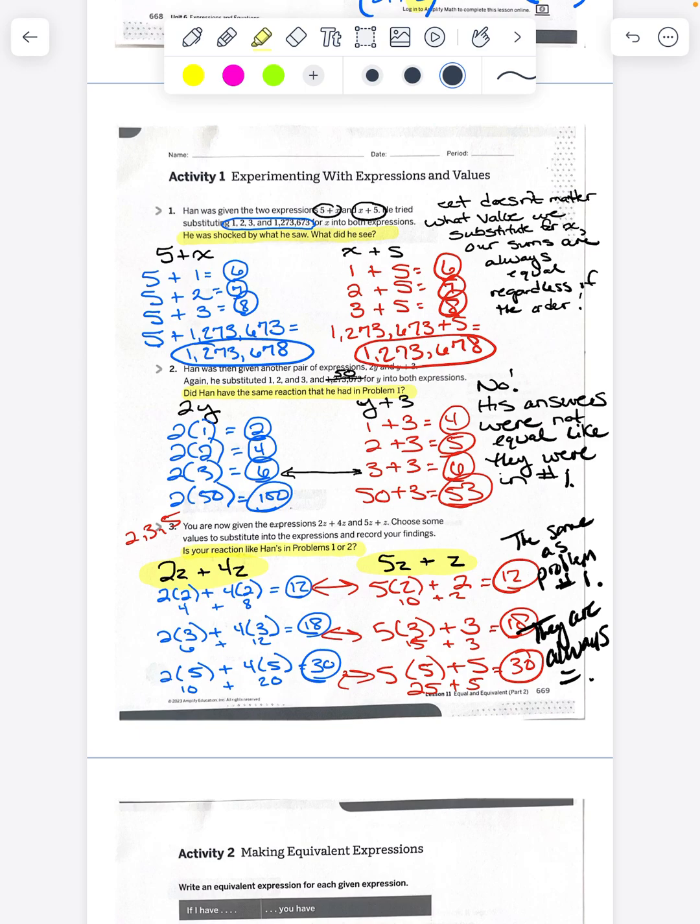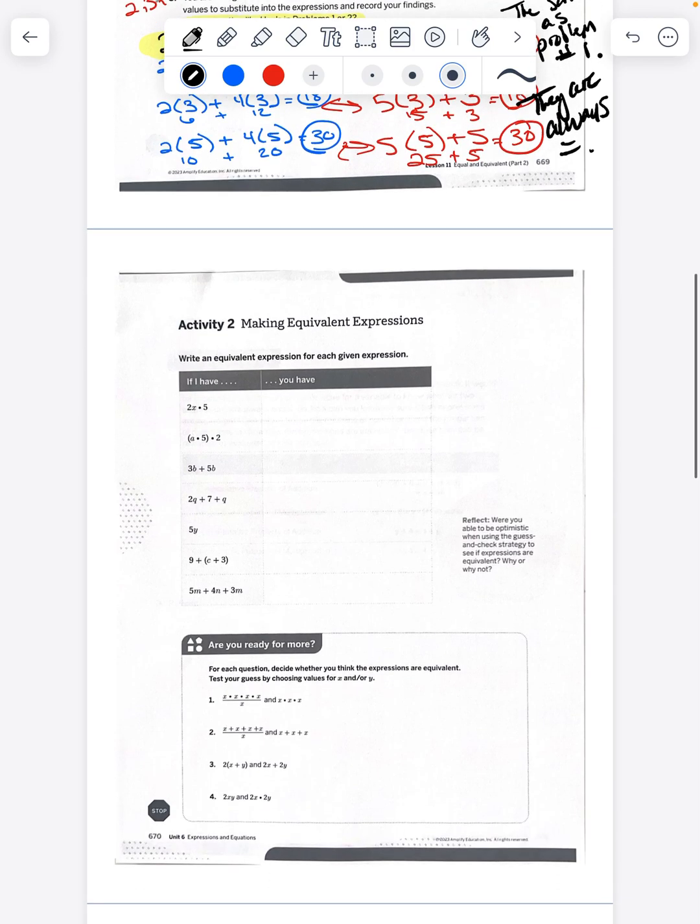Okay, I have a lot of writing on my page, and so should you. You will have a checkpoint coming up this week, so make sure you're taking good notes. Let's move to activity 2.